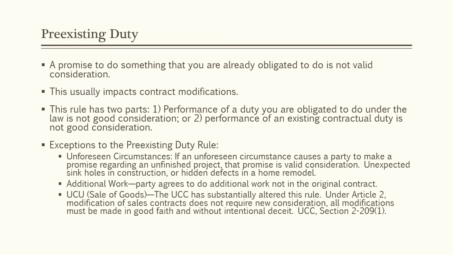Then there is additional work. A party agrees to do additional work not in the original contract. That's different from unforeseen circumstances. Additional work is like when you're asked to build a house and then later on the person you're in a contract with comes to you and says, I need you to build a shed in the backyard. Well, you didn't contract to build the shed, and so it's perfectly acceptable to ask for additional money to build the shed. And if the person agrees, that's a binding contract.